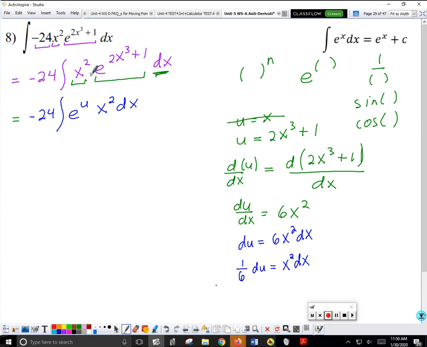So if it's like cosine of 2x cubed and then plus 1, it wouldn't be the same, right? No, it has to be the exact match, except for the multiplying constant.